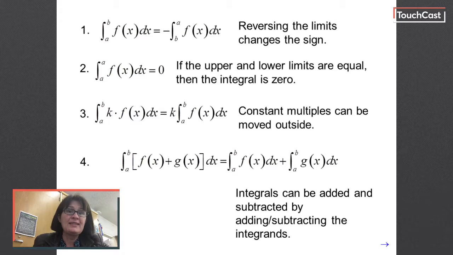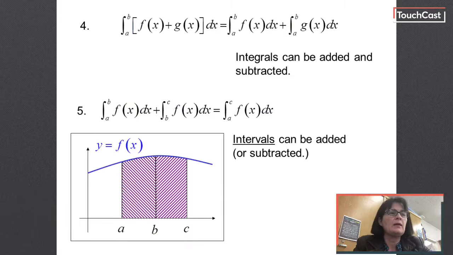If you have an integrand that is a sum or a difference, you can use that addition sign or subtraction sign to break up your integral into separate parts. So the integral of f plus g is the same as the integral of f plus the integral of g. Or the integral of f minus g is the same as the integral of f minus the integral of g. And then one more property, instead of adding or subtracting integrands, you can add or subtract intervals. So I think this last property really needs a picture to go with it. This says the integral from a to b of some function f plus the integral from b to c of that same function is the same as the one integral from a all the way to c.